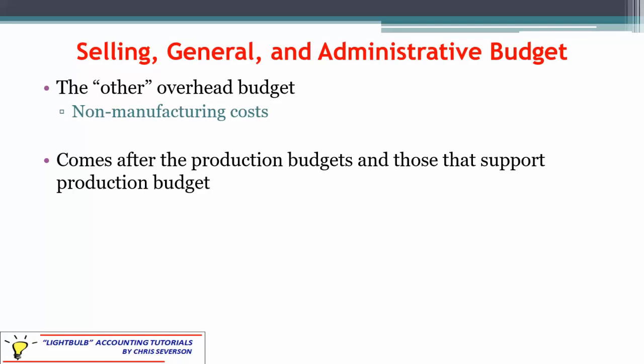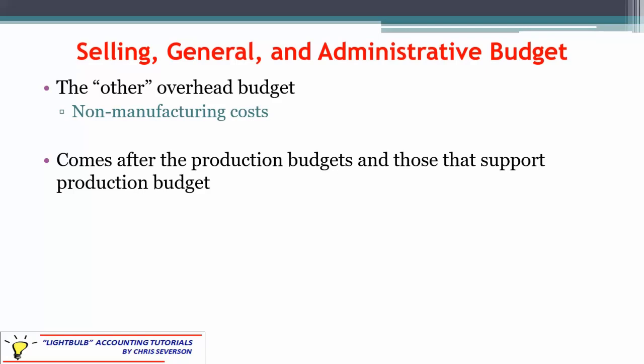When you think of overhead, before you get into accounting at least, this is really what you generally think about. You think about overhead like running the store, the utilities, the office costs, and those are all selling, general, administrative type costs, or SG&A. Now this one comes after the production budgets. We've already completed those. Although, it really doesn't need to. You don't need the production budgets to support this.